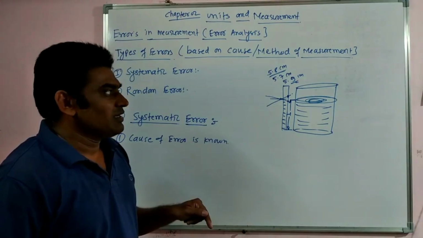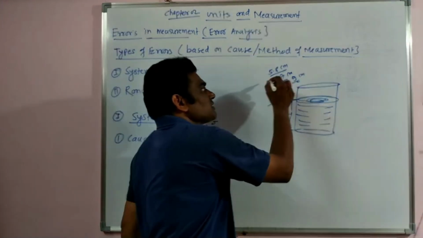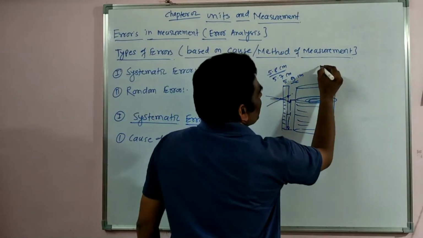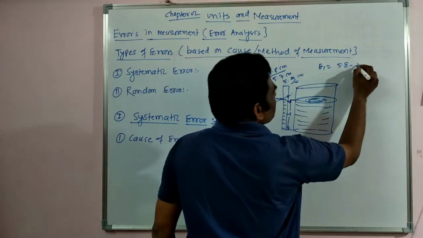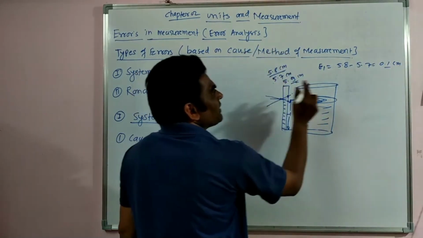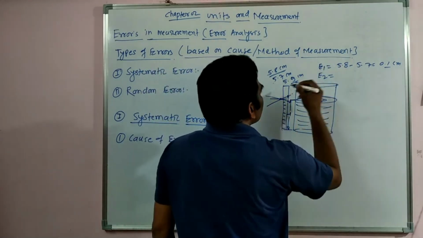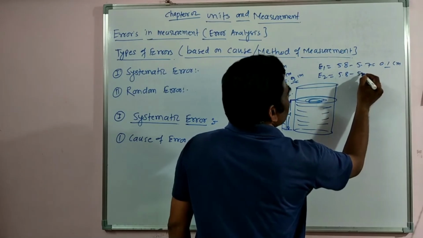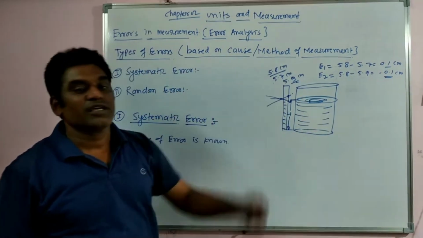Okay, but somebody is observing, and how they are taking the reading, he knows the cause of the error in this. What is the error? Actual value is 5.8. So error in this measurement is 5.8 minus 5.7, so this is a 0.1 centimeter error. In measurement E2, notation you can write anything, 5.8 minus 5.9, so this will be minus 0.2 centimeter. Okay, so this is the error.